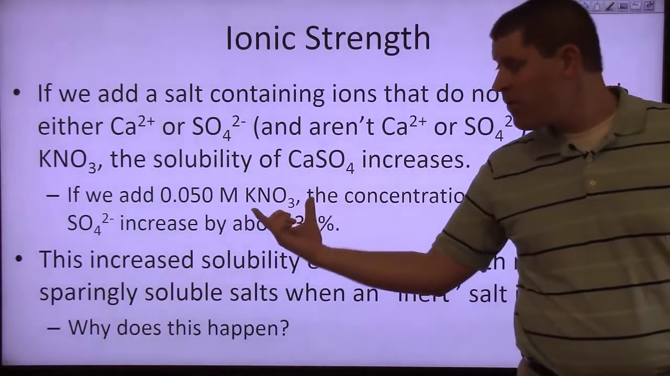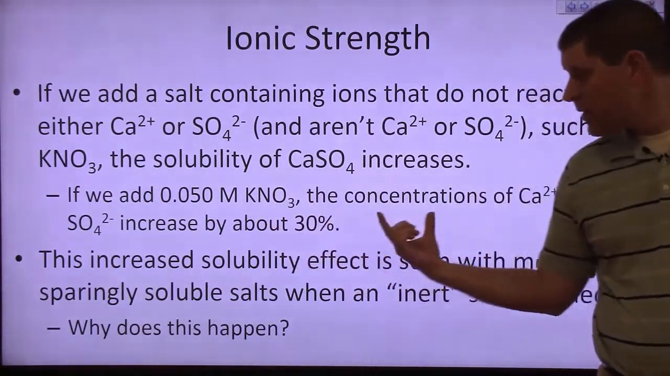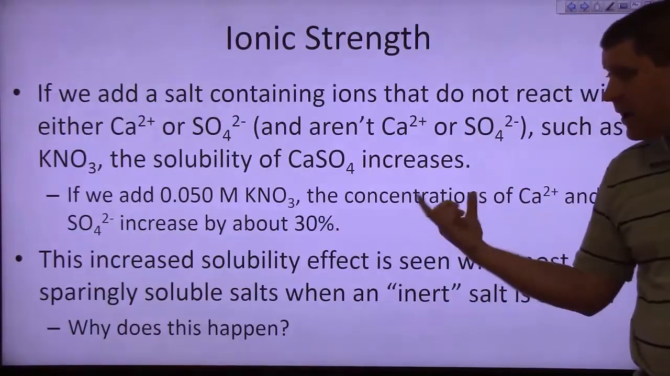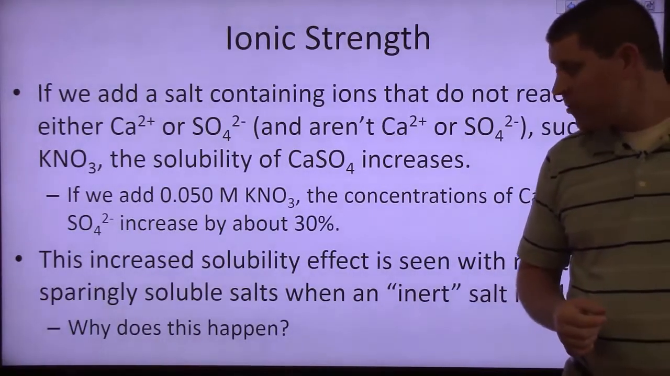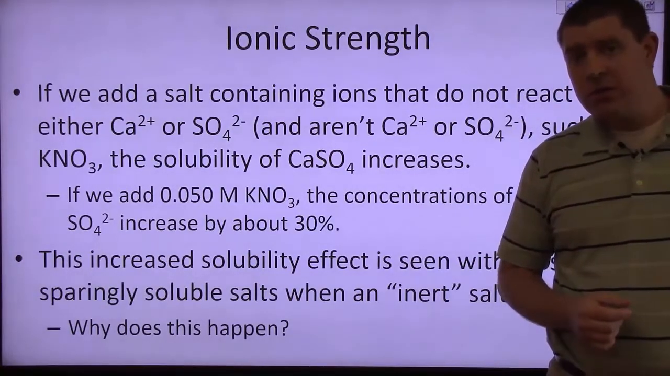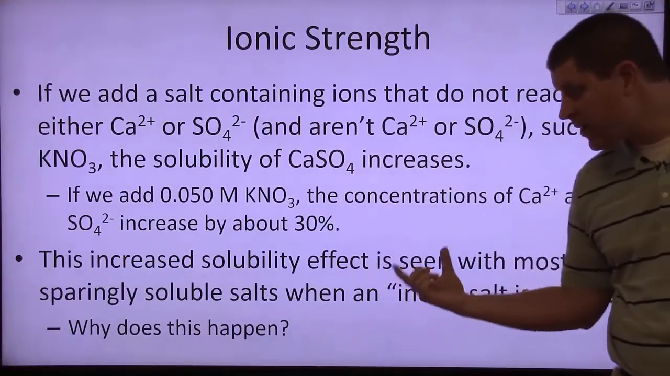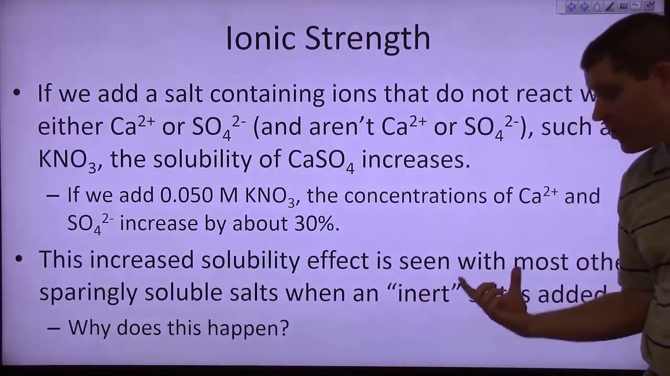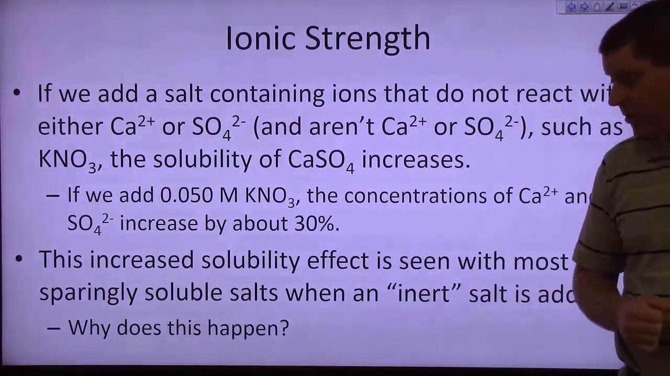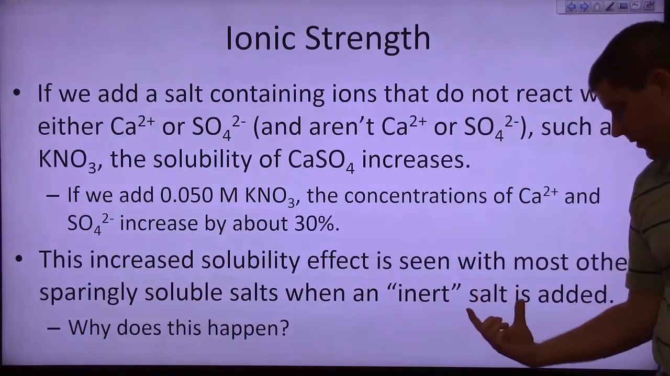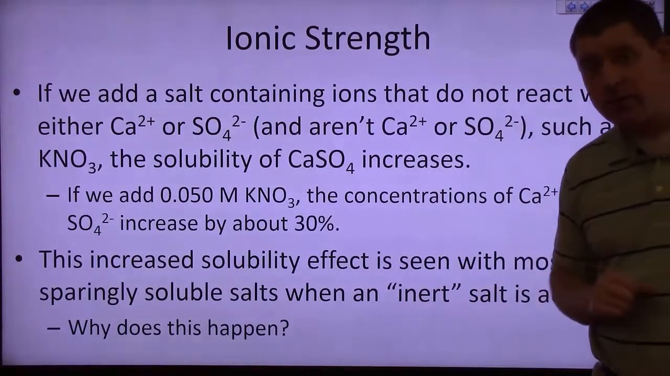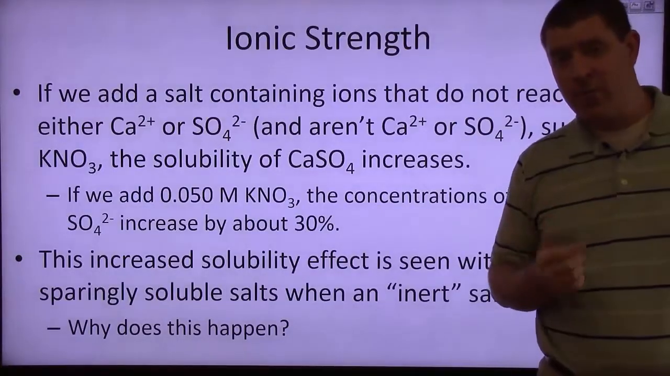But if we add 0.050 molar potassium nitrate, then the concentrations of calcium and sulfate increase by about 30%. So this is a significant effect. This increased solubility effect is seen with most other sparingly soluble salts when an inert, so-called inert, salt is added. Now, why does this happen?